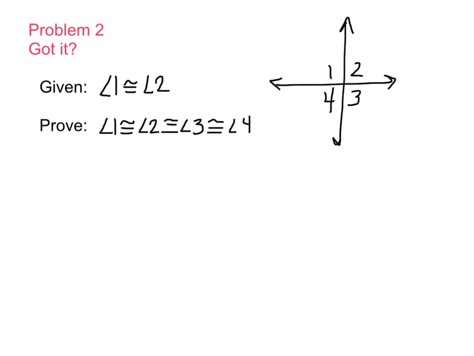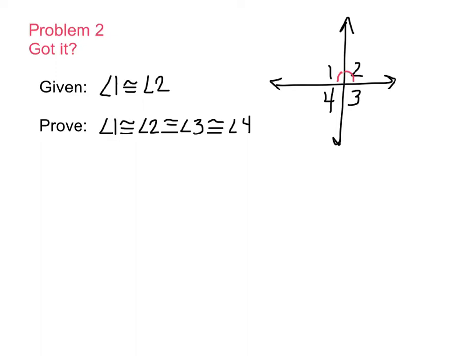Problem 1, very easy. Problem 2, we're now going to use a proof by using the vertical angles theorem. So we are going to now go to a proof. So I have copied down the got it problem where it says given, angle 1 is congruent to angle 2. So what I always do is I always mark the givens. So we know those two angles are congruent.